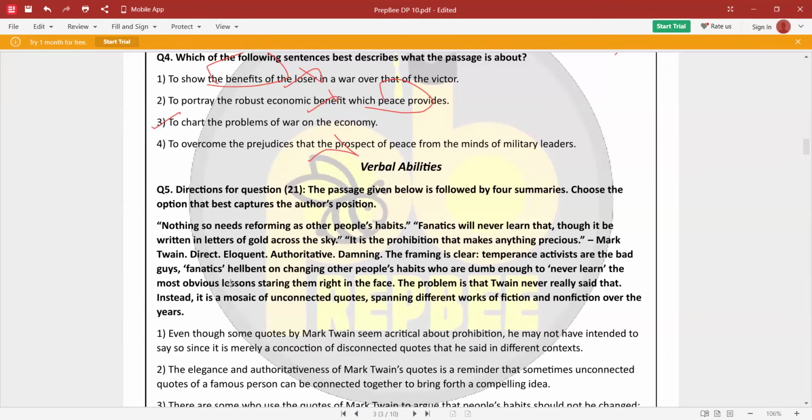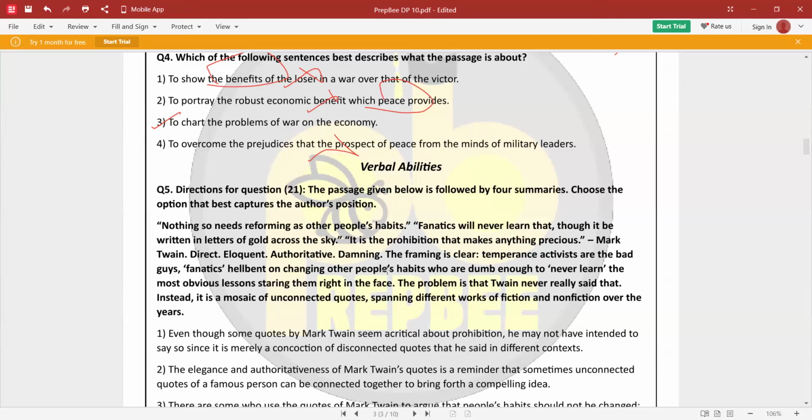Let's do this. Question number 5. Nothing so needs reforming as other people's habits. Fanatics will never learn that, though it be written in letters of gold across the sky. It is a prohibition that makes anything precious, mark vain, direct, eloquent, authoritative, damning. The framing is clear. Temperance activists are the bad guys. Fanatics hell-bent on changing other people's habits, who are dumb enough to never learn the most obvious lessons staring them right in the face. The problem is that Twain never really said that.